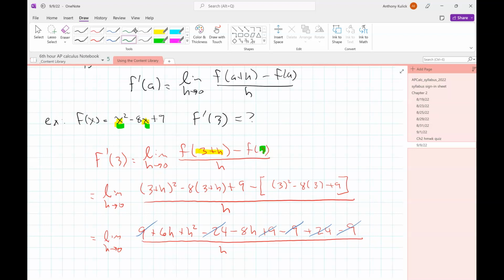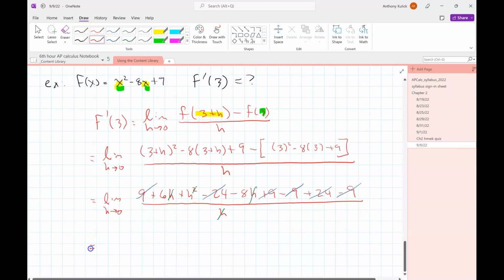They all contain an h. So we can reduce. Yeah, if you want to factor the h out and then reduce, or you can just reduce piecewise like I did. Either way is fine. And then we can direct sub to get negative 2.